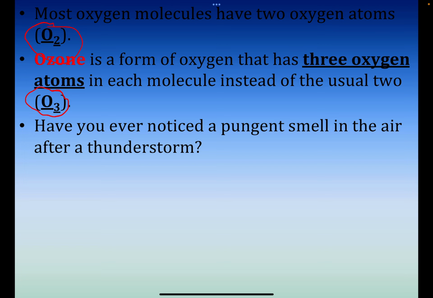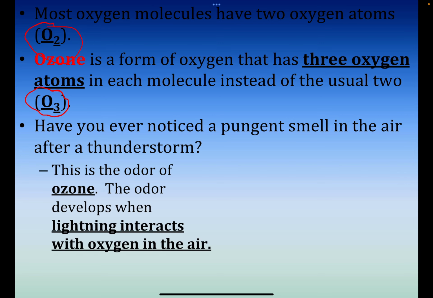Have you ever noticed a pungent smell after a thunderstorm? You may not have if you don't have a great sense of smell, but if you have, this is actually the odor of ozone. And this odor is released when lightning interacts with the oxygen in our air. So next time you're outside after a thunderstorm, take a breath, see if you can smell anything.